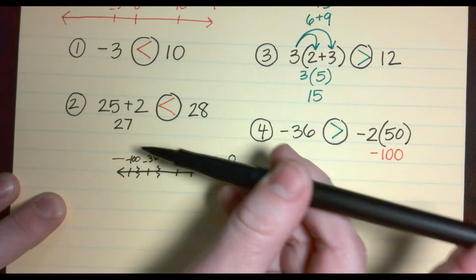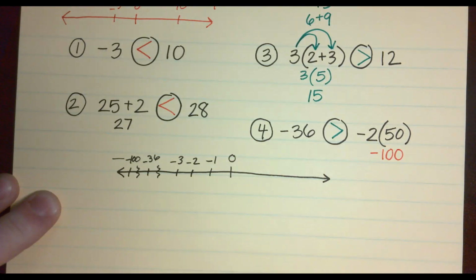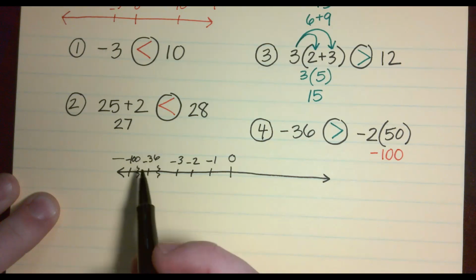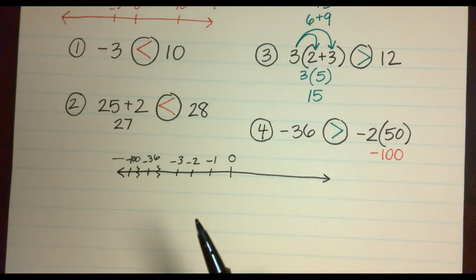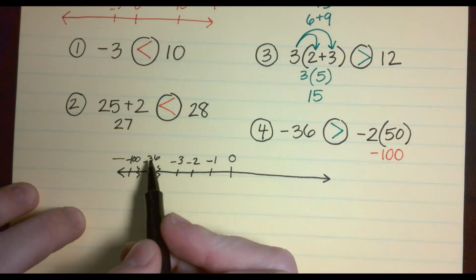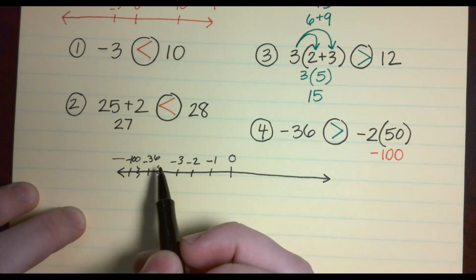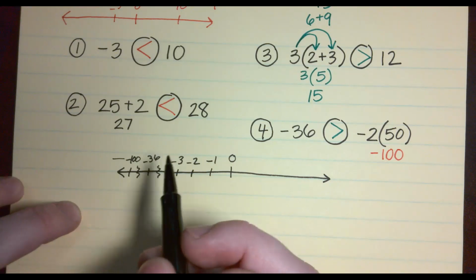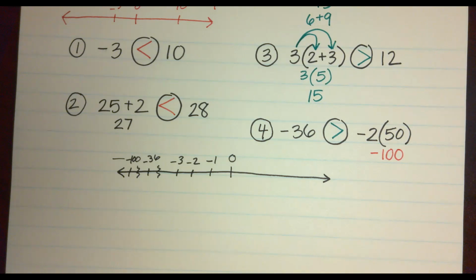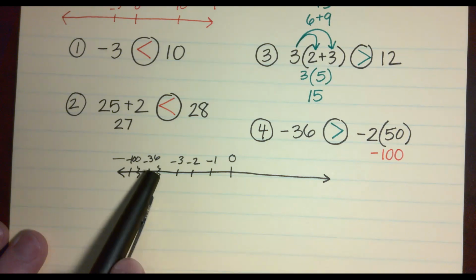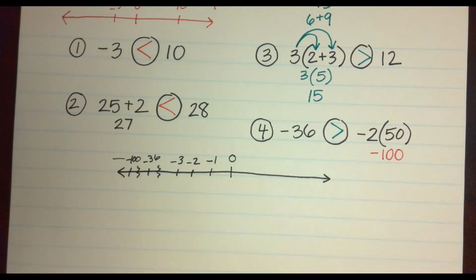I like to think of it in terms of money. Would you rather have negative 100 in your bank account or negative 36? Right, probably neither, but negative 36 is a little bit easier to recover from because it is a smaller amount owed. It's negative money still, so it isn't money, but you know what I mean. You owe less in this case. So negative 36 is bigger than negative 100.